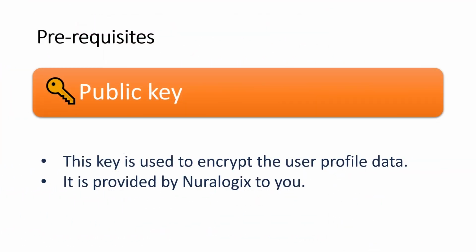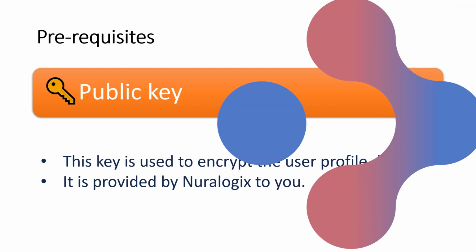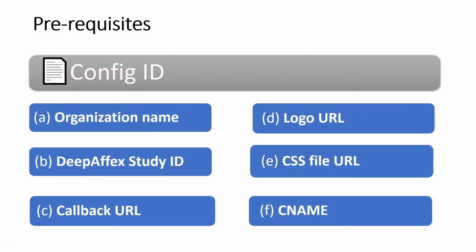Let's talk about the prerequisites. The first one is the public key used to encrypt the profile data sent to WMS. Nuralogix will provide you a unique key for your app. The next prerequisite is the config ID. To get a config ID, you will need to fill a form provided by Nuralogix. You will need to provide some information.